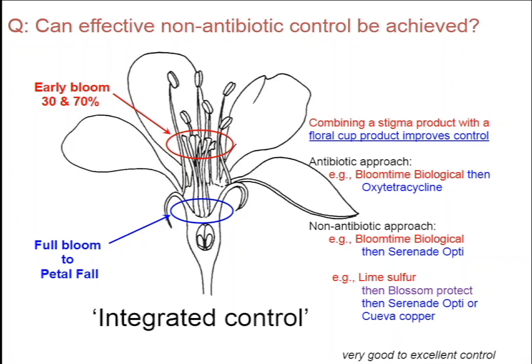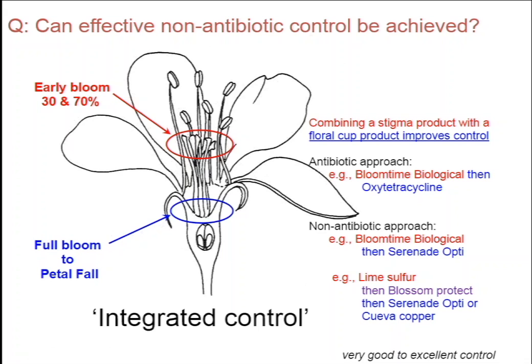And the other thing about Blossom Protect, the yeast, it also will grow here, whereas the bacterial biologicals like Bloom Time Biological, which is a Pantoea agglomerans, doesn't like this area of the flower, the floral cup, because it's very sugary, and bacteria don't respond well in a real sugary environment, whereas yeast do a fairly good job.